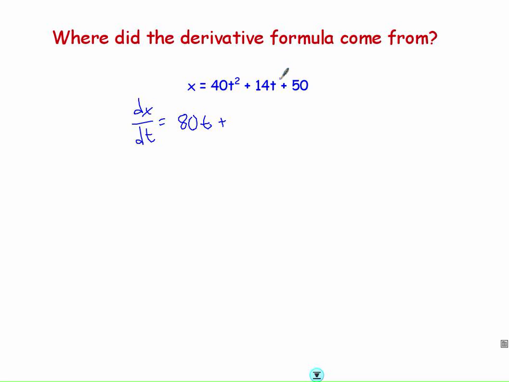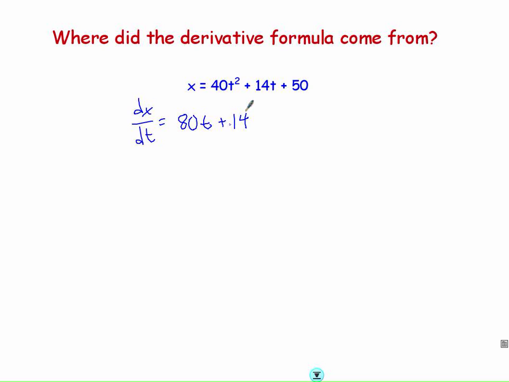We take the next term, same thing. 14 times that unwritten exponent of 1 is just 14. Exponent of 1 minus 1 is now an exponent of 0. Anything to the 0 power is 1, so we just have 14. And then the 50 would be multiplied by that invisible exponent of 0, t to the 0 power. And so 50 times 0 is just 0. It drops out entirely. That's the derivative.